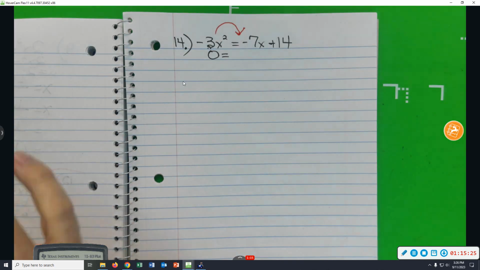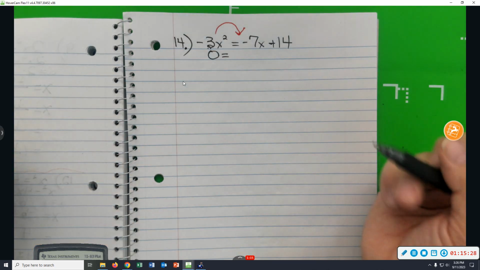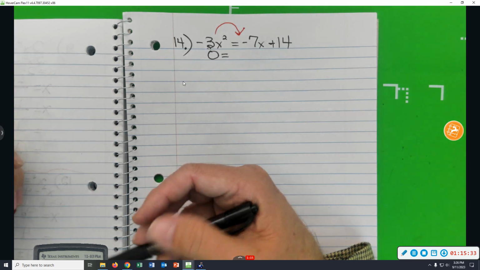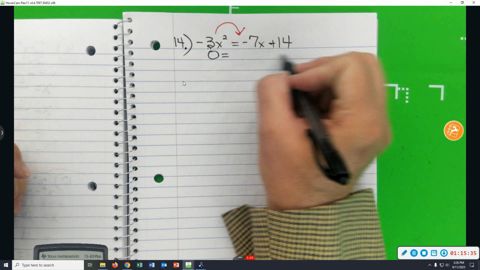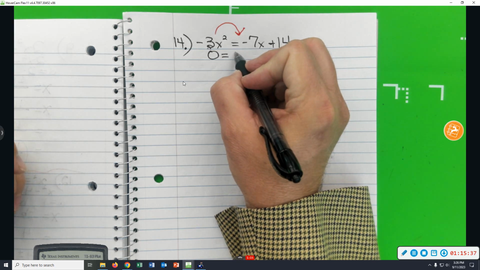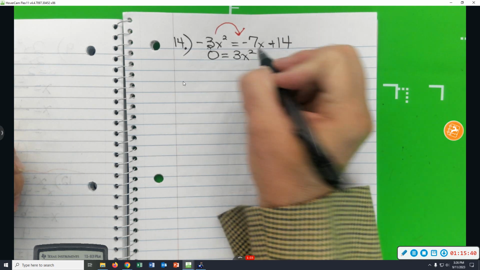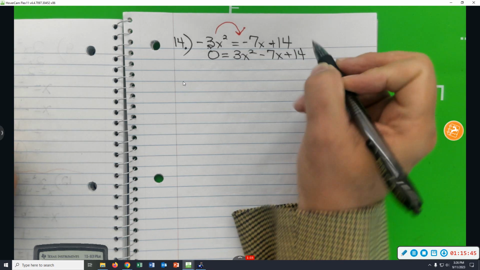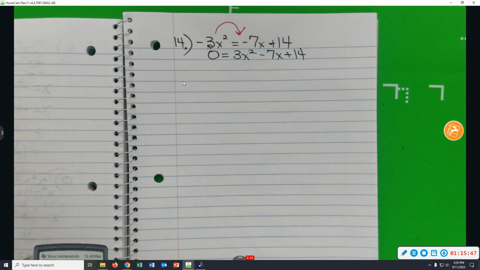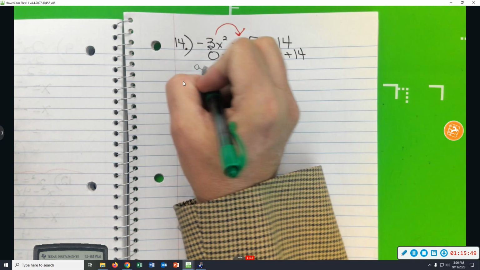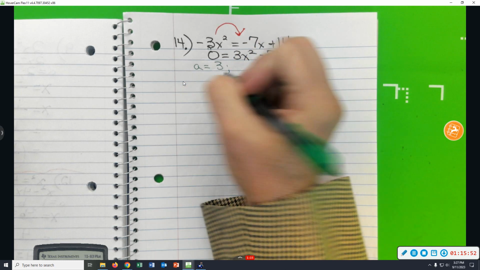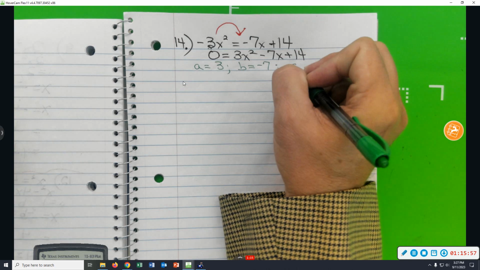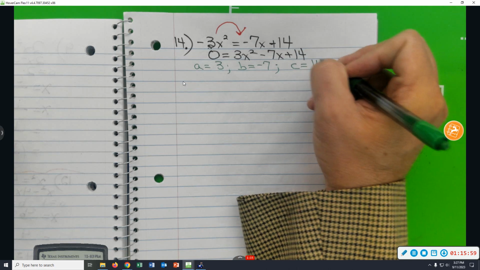Tony has all these universal marks that I didn't know anything about until we started doing this together. The universal mark for moving that negative 3x squared over. Call out what I have right here. Okay. Let's identify our a, b, and c values. a is 3, I agree. b is negative 7. c is positive 14.